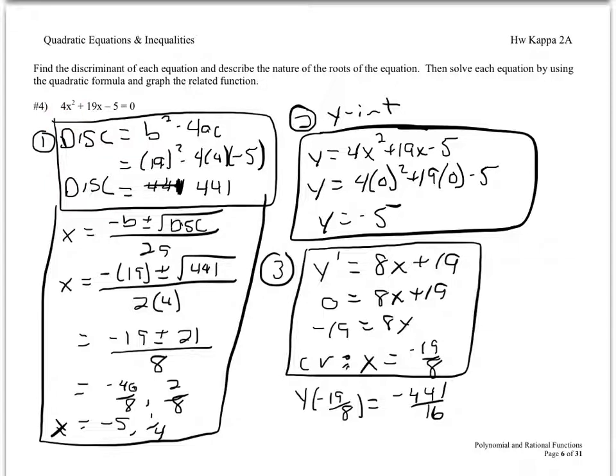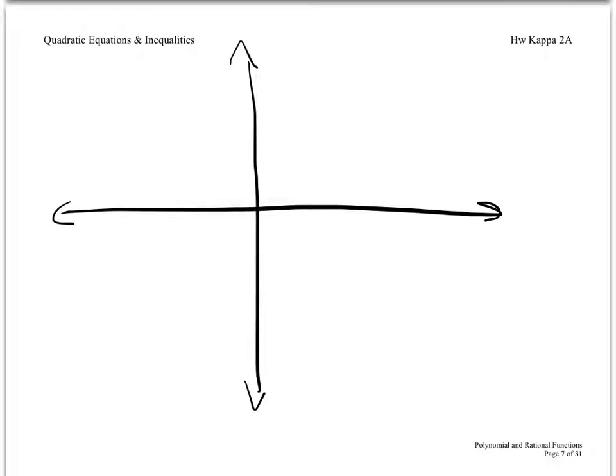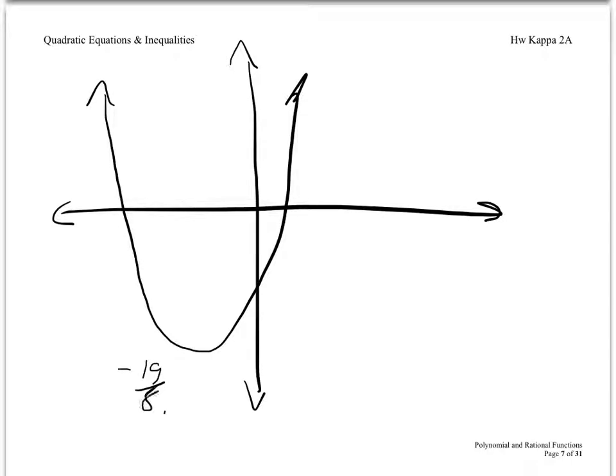so we know it has a minimum. So from this, we can say we have an ordered pair, negative 19 over 8, negative 441 over 16, and it's a minimum. So now we just have to graph it. Putting all this together, our minimum is in quadrant 3. We know it opens up. So we got negative 19 over 8, comma, negative 441 over 16 is our minimum.